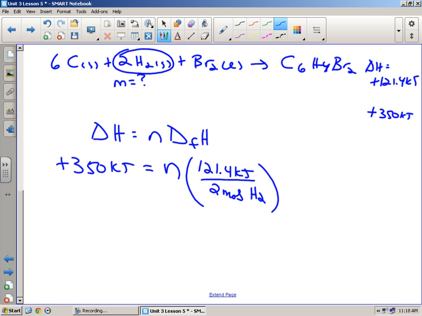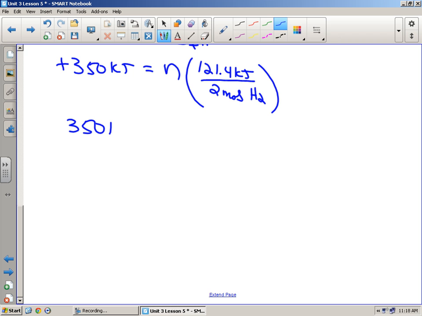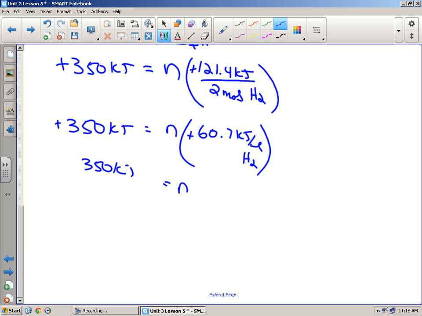the molar enthalpy of hydrogen, of course, would be divided by 2, right? 121.4 for every 2 moles. Well, how much would 1 be? And you can figure that out, of course. So 350 kilojoules. And this, I think, works out to be 60.7 kilojoules per mole of the hydrogen gas. Dividing those two out. Okay, by the way, this is, of course, positive here. Dividing those two out, so 350 divided by a positive 60.7 kilojoules per mole, and n works out to be about 5.766 moles here.